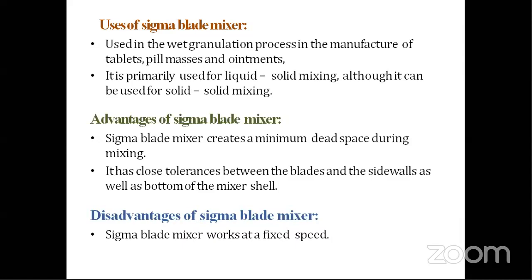Disadvantage: the sigma blade mixer works at a fixed speed. It has no changing RPM process. It has a fixed speed, and this speed is maintained from the starting of the process to the end of the process.